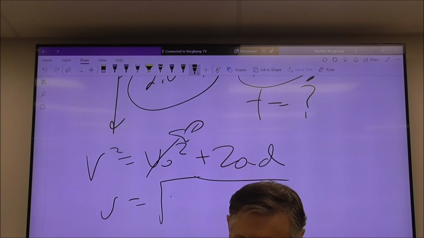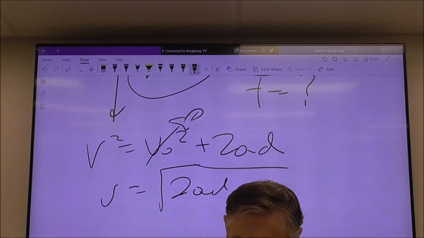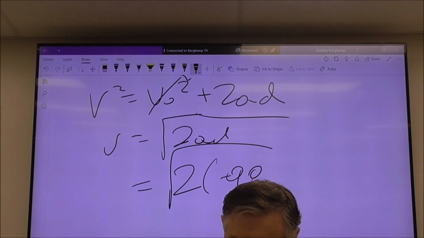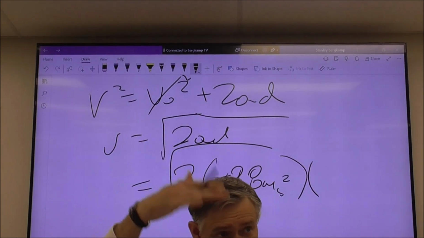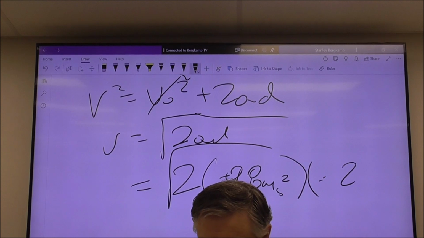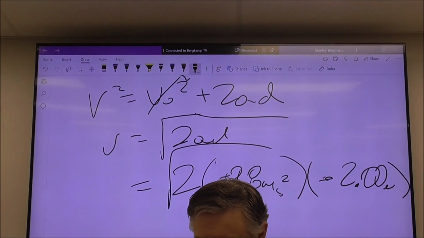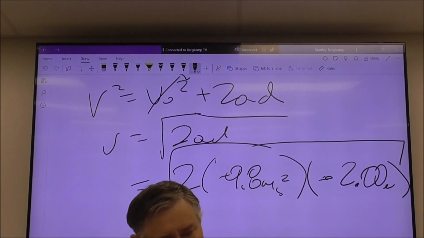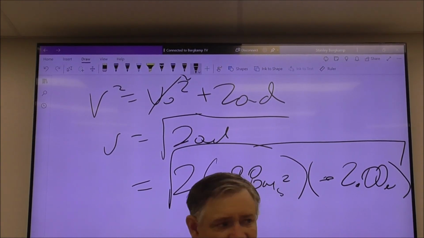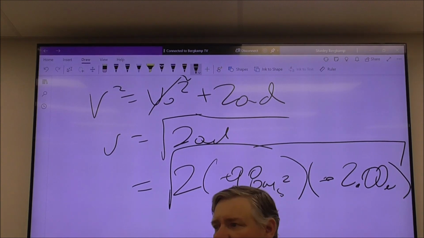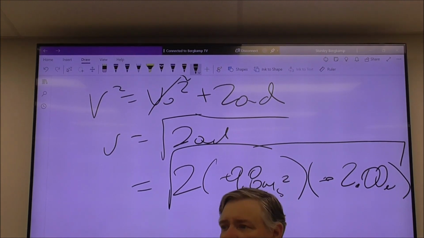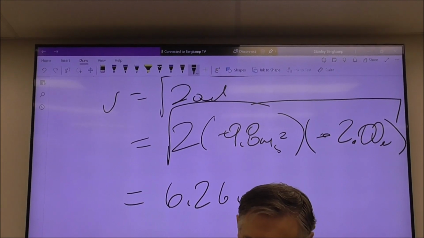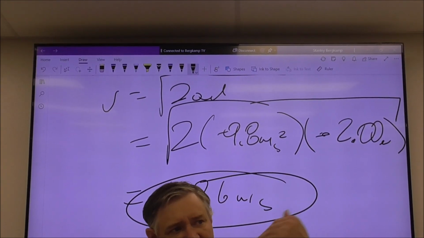Somebody get out a calculator. 2ad. So I'm going to take 2 times negative 9.8 meters per second squared. Down is defined as negative. That's a negative 2 meters. So that way I don't have negative signs underneath the radical. That's awkward. Then you have imaginary velocities. Doesn't end well. So somebody crunch some numbers. I got 6.26. Fantastic. 6.26 meters per second. So that's how fast it's going when it hits the ground.